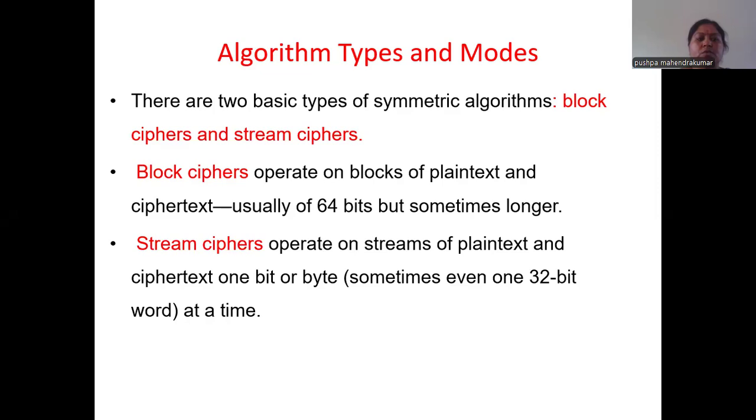So for algorithm types, there are basically two types in the symmetric algorithms: one is the block cipher and the other is the stream cipher. Block ciphers operate on blocks of plain text and ciphertext, usually of 64 bits, but sometimes longer. So we all know about blocks. The entire plain text is converted into a form of blocks. And the stream cipher operates on streams of plain text that carry one bit or byte. Sometimes, if possible, we can take up to 32 bits at a time.